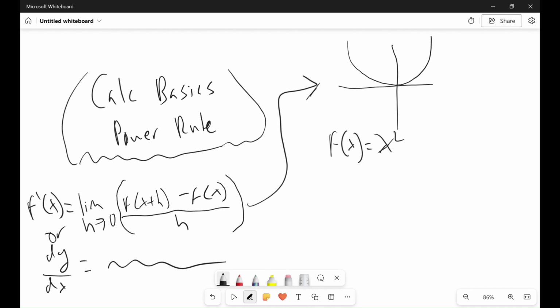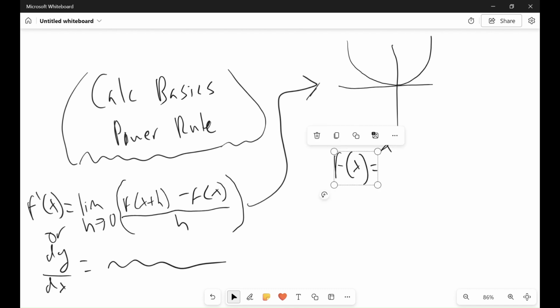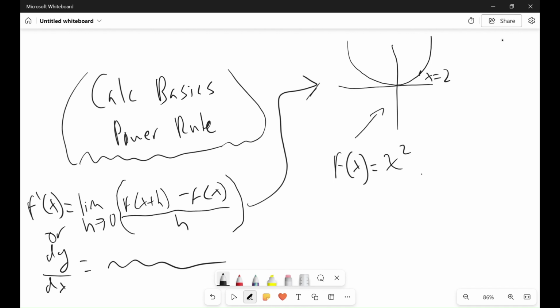So, given that we have our function f of x equals x squared, as seen here, this graph right here. So let's take a random arbitrary point, say x equals 2. So the point would be (2, 4).